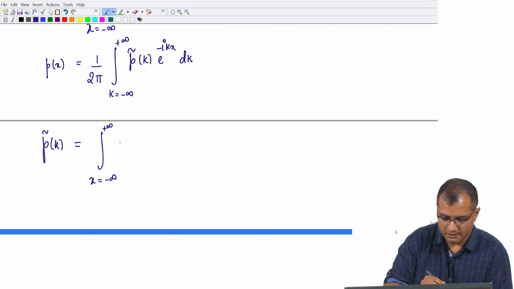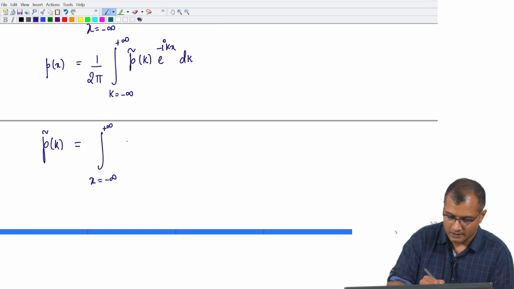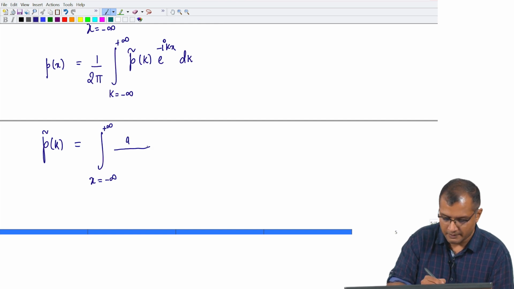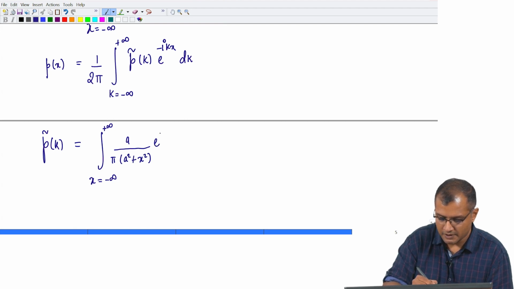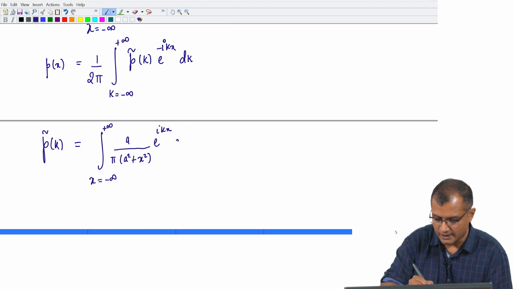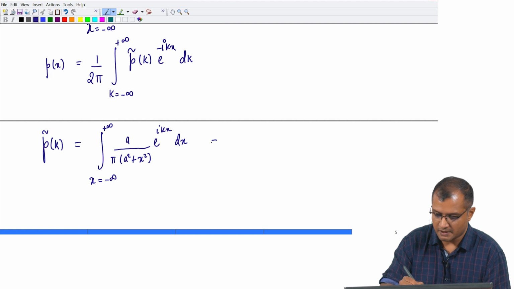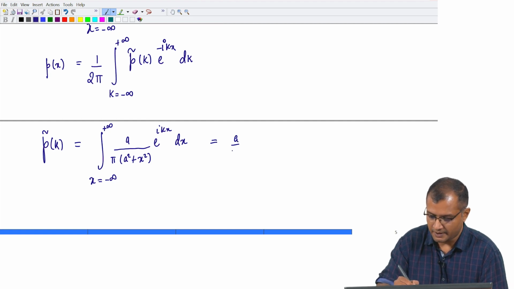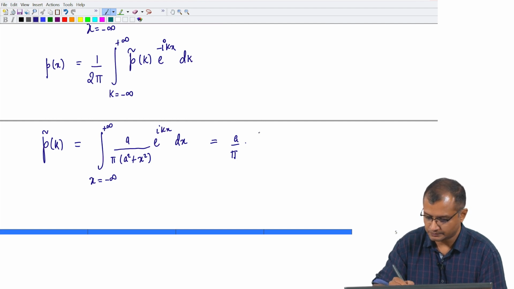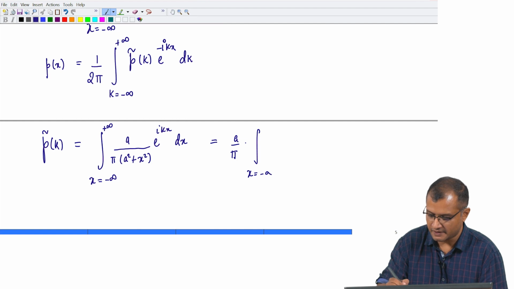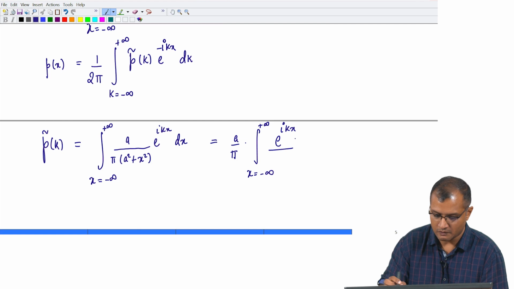Now, our function is a by pi into a square plus x square, into e raised to i k x dx. So, this can be written as a by pi into the integration from minus infinity to plus infinity of e to the power i k x over a square plus x square.